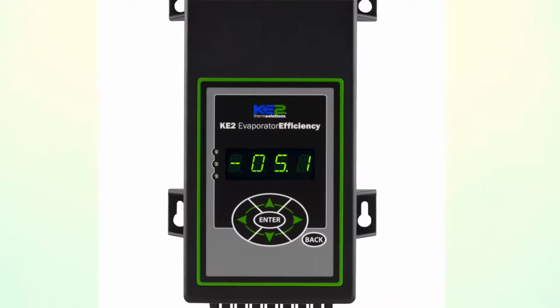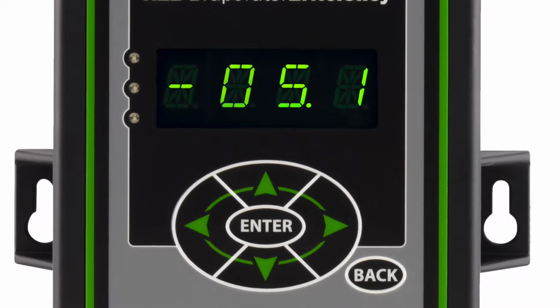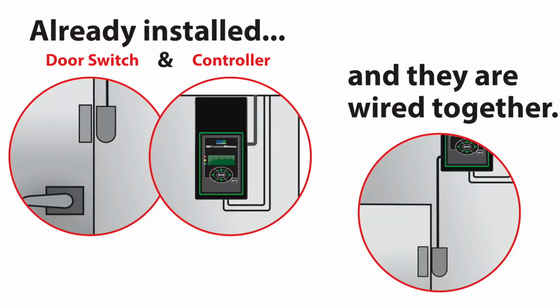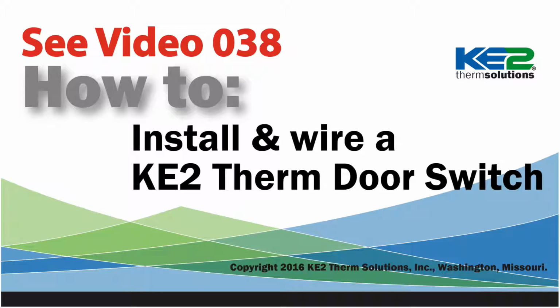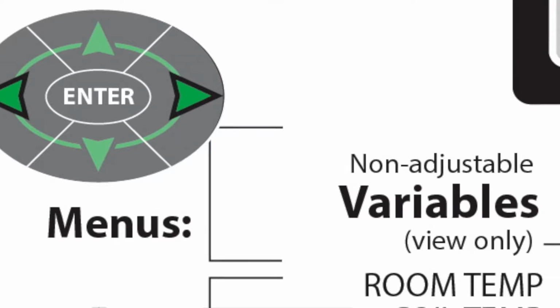In this video, I'll cover the steps for configuring the KE2 Evaporator Efficiency for use with a door switch using the controller's front panel. By this point, you should have already installed the door switch and wired it to the controller. If you need assistance with this, please see video 38 on how to install and wire a KE2 door switch. First, let's take a look at an illustration on the controller's navigation.